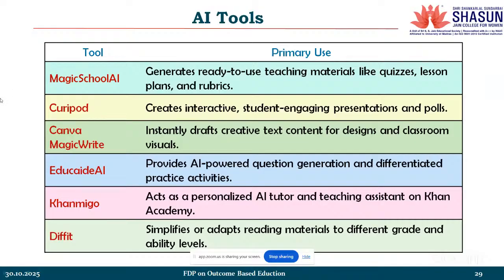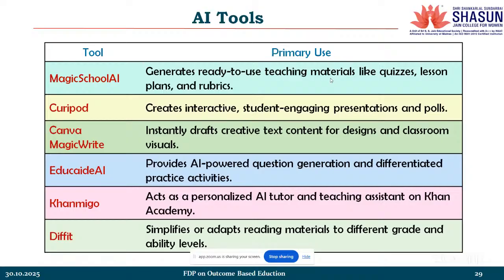And these tools, the first tool, Magic School, these are all AI tools. Okay, so Magic School AI. The primary use of this tool is that it generates ready-to-use teaching materials like quizzes, lessons, lesson plans, rubrics. I have given only the outline, but when you go to the tool, you'll have n number of activities there. You can use anything. It will be very useful particularly for teachers. And this is called the Magic School AI.